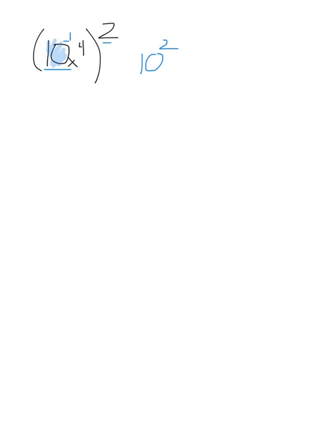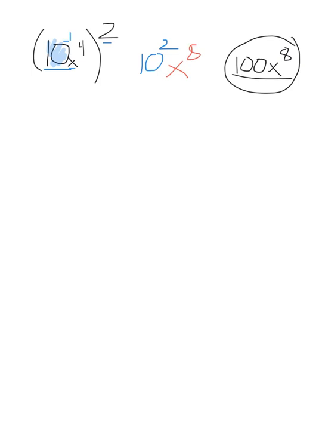We then deal with our base, that x, it's being raised to the 4th power. 4 times 2 would give us 8, 10 squared, x to the 8th. We can simplify that 10 squared. We can go a little bit further. 10 squared is 10 times 10, or 100, x to the 8th. So that would be our final answer in simplified exponential form. Once again, we're multiplying those powers to get our simplified form.